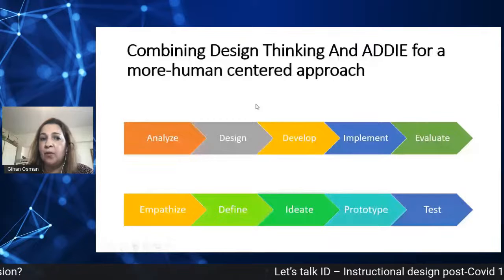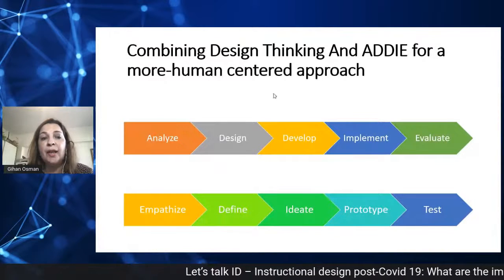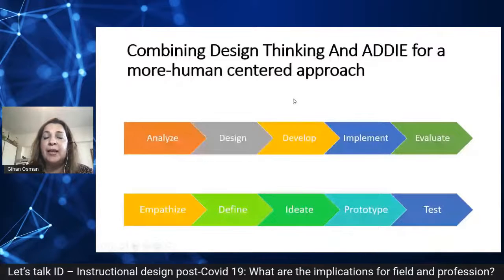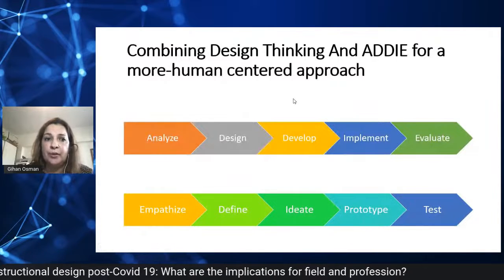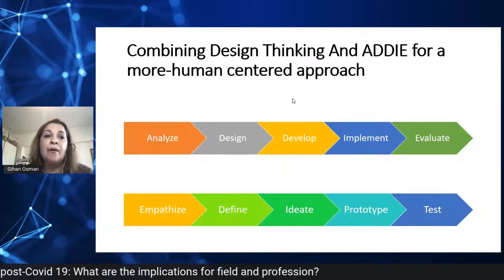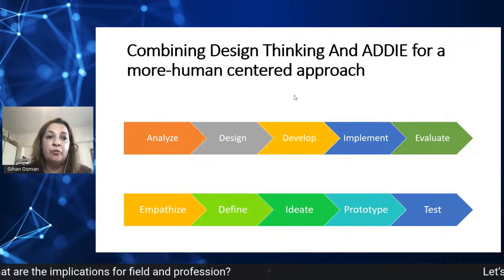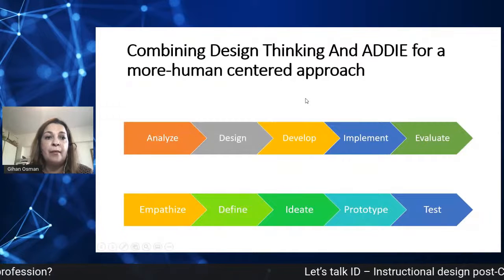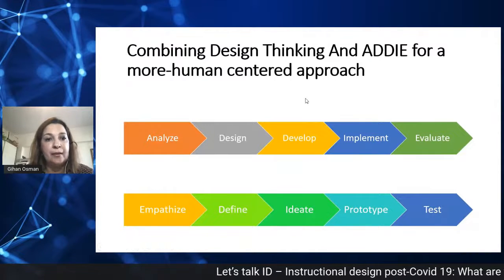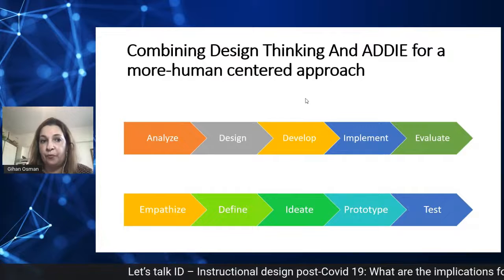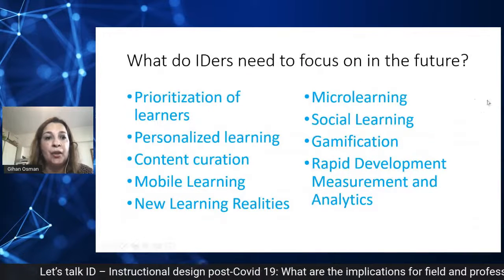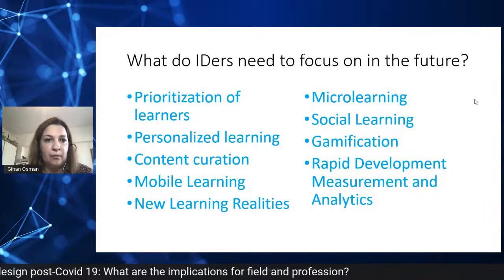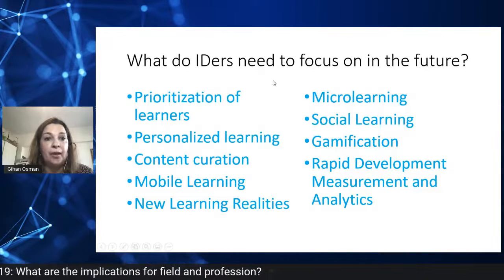ADDIE often thinks of one solution. Design thinking says no, let's have multiple groups. Let's have as many stakeholders as possible. And let's have many solutions that we try out very quickly and rapidly, that we prototype very quickly, that we test and evaluate, and then we move forward. So these are things that I think would add to the ADDIE model from design thinking and agile thinking.